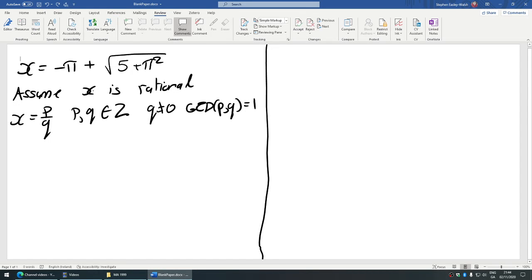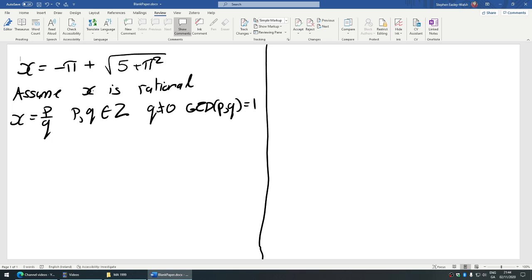Okay, so we have here x is minus pi plus the square root of 5 plus pi squared, and we're assuming x is rational, meaning that x equals p over q, where p and q are both integers, q is not 0, and the greatest common divisor between p and q is 1. This is just the definition of what it means to be rational.